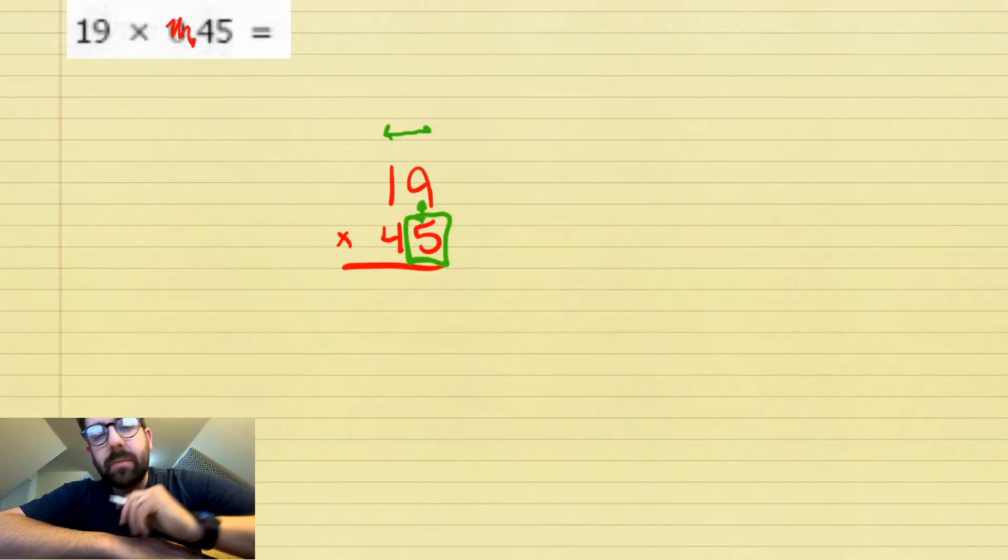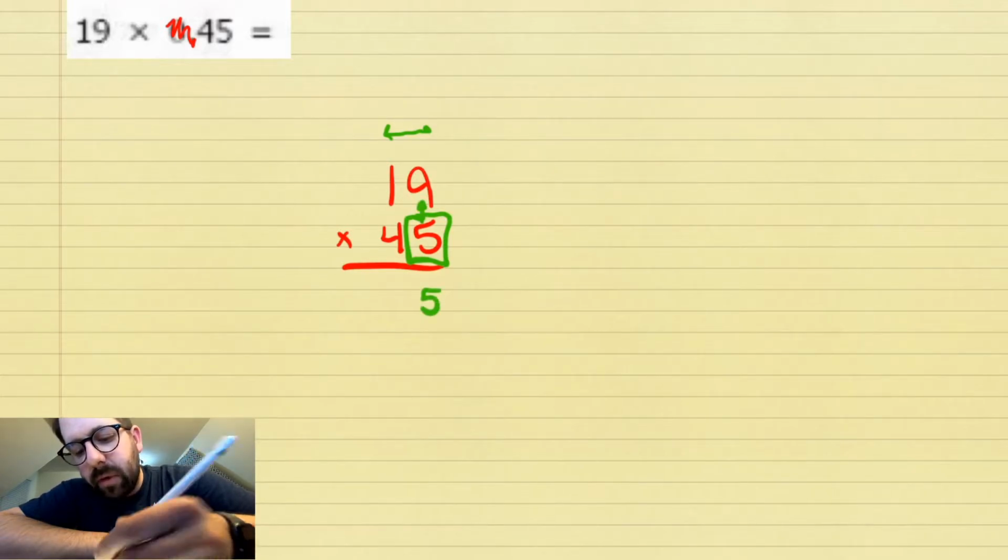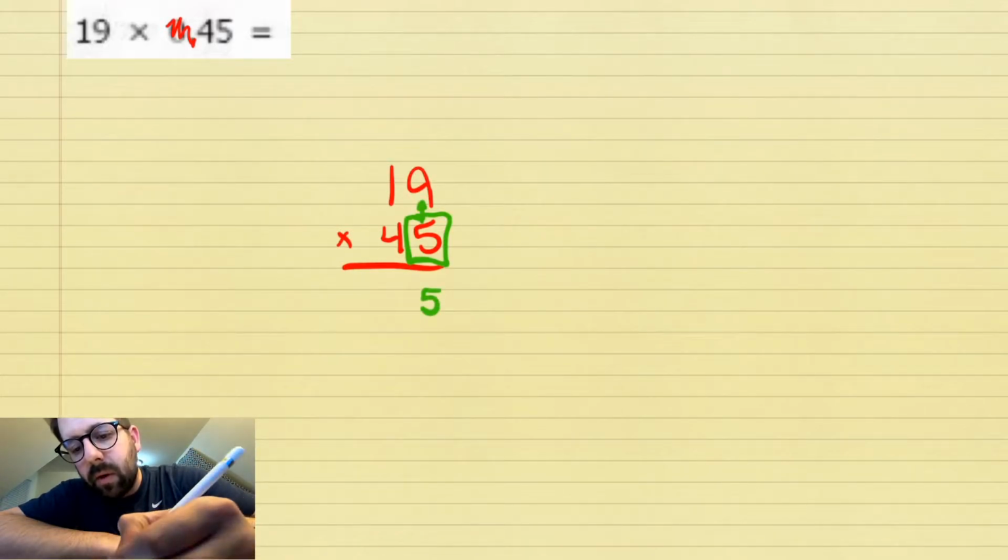So 5 times 9. Again, we're just multiplying here. This is a product, right? 5 times 9, I get 45. So 5, and I'm going to carry the 4 to the next column. Let me get rid of this. All right, carrying the 4 to the next column.